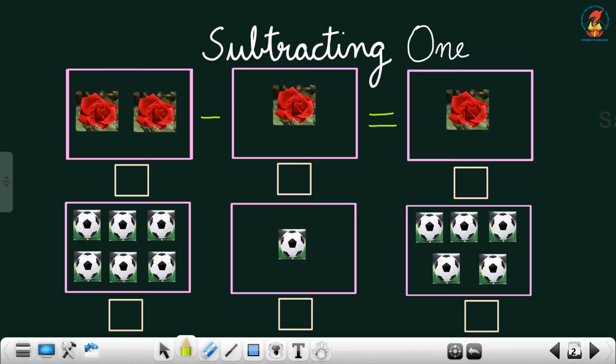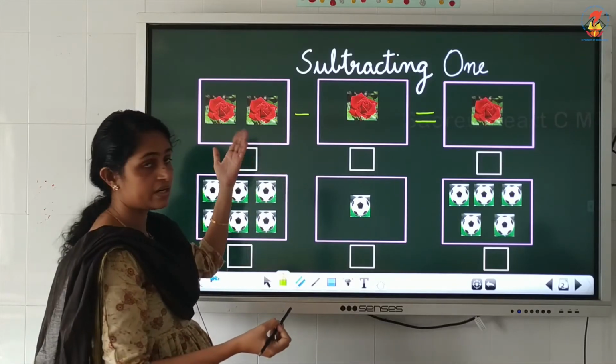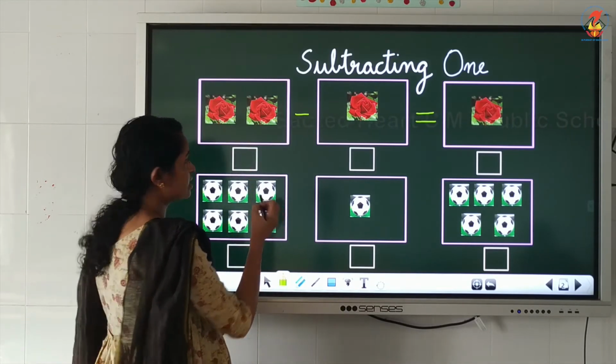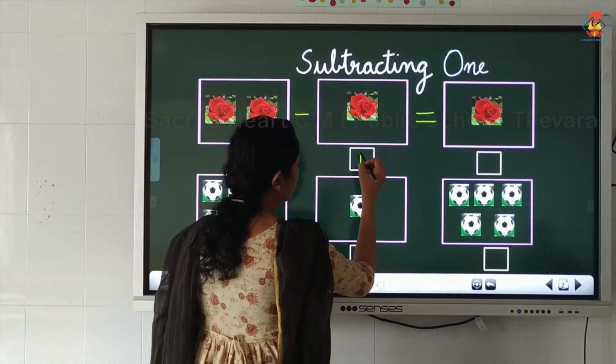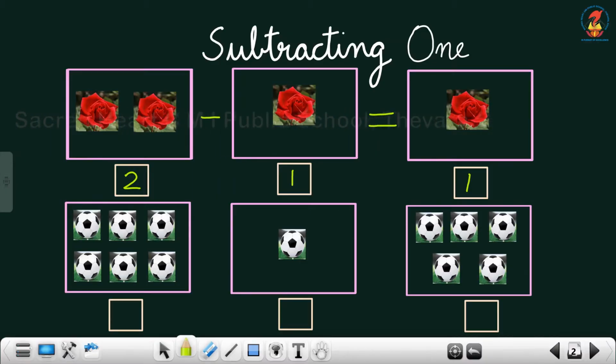This is your symbol for subtraction, minus symbol. Now we can write the numbers in the given boxes. First box, how many flowers are there? 2. Second one, 1. And how many are remaining? 1. That means when we are taking 1 from 2, answer is 1. So we can write 2 minus 1 is equal to 1.